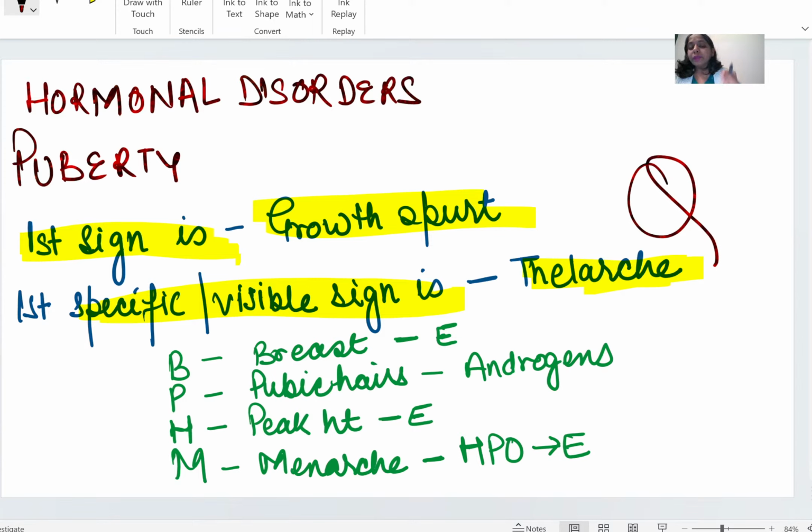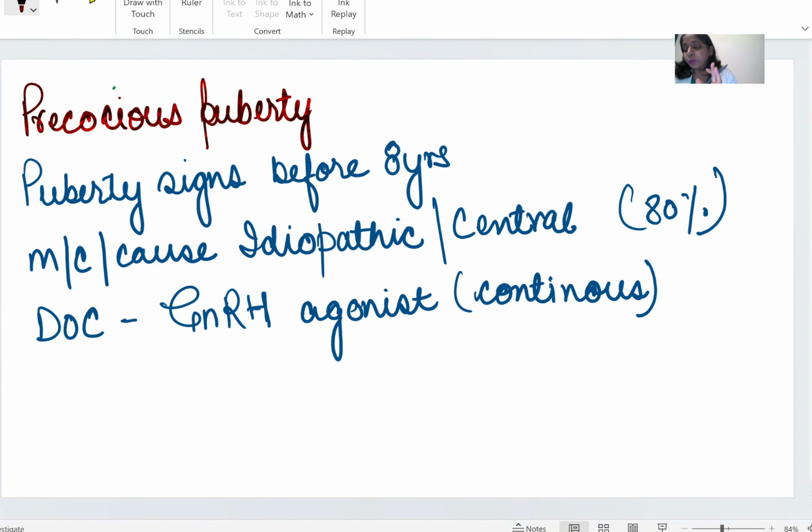What is the first sign or the first specific visible sign? BPH in males, benign prostate hyperplasia in males. B stands for breast, the first visible sign is breast growth. Okay. P stands for pubic hairs. H stands for peak height. And M stands for menarche. So menarche is the last to come. What is precocious puberty? If the puberty comes before 8 years.